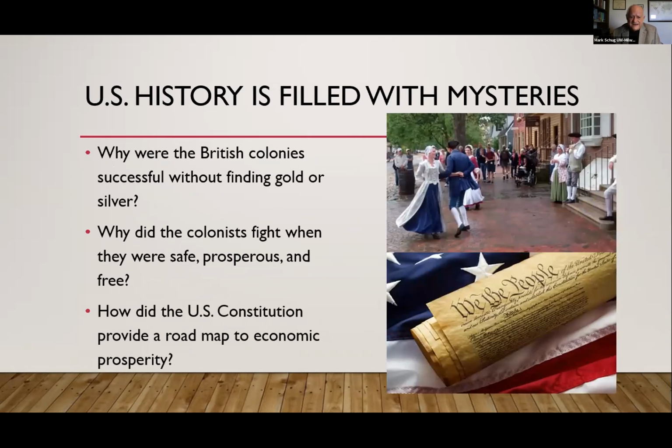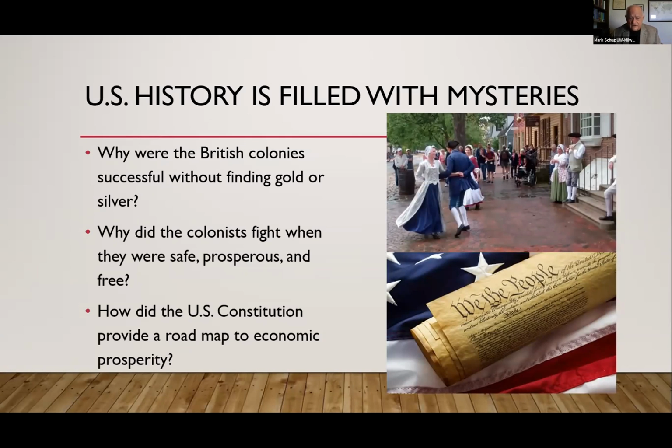Why did the British colonies, why were they successful? Well, the reason the initial explorers came was they were like Columbus, they were looking for spices, they were looking for gold, they were looking for silver, they were looking for China. But finding this North American landmass was sort of an irritation. And yet that's the place.